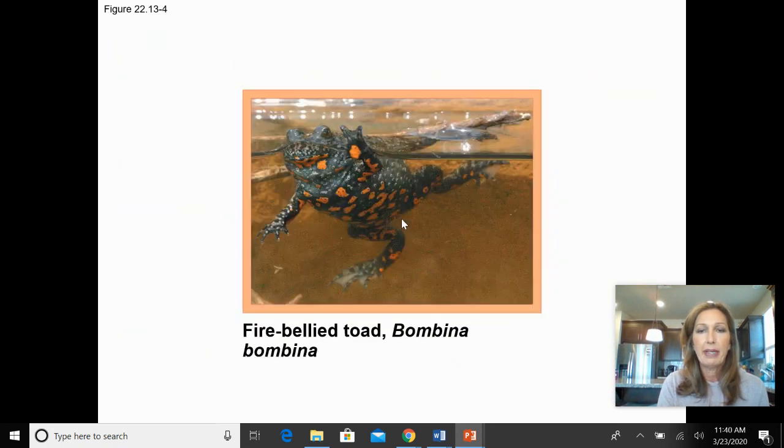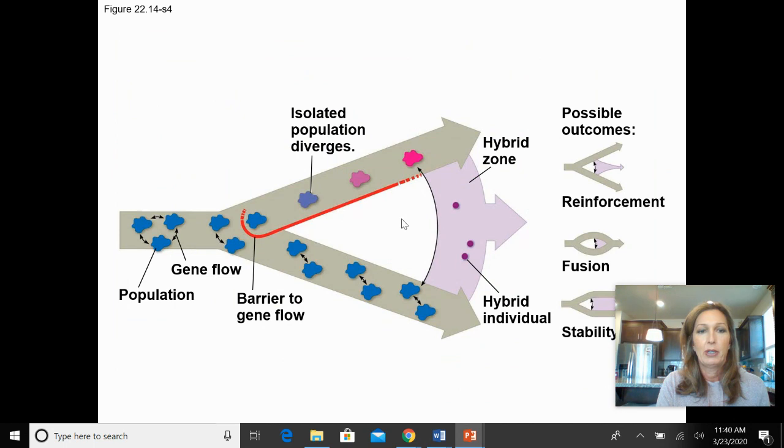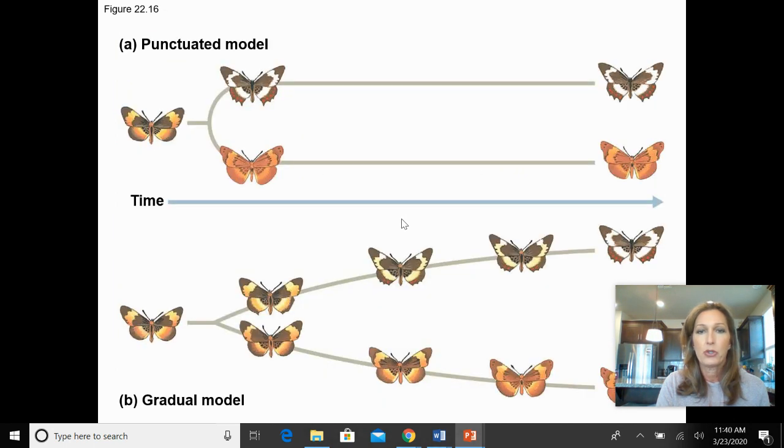Now, last but not least, we need to make sure that we are addressing 22.4, which is the time course of speciation. There are two different models that explain how speciation occurs, and you'll need to recognize both of these graphs. We are starting with one particular species.